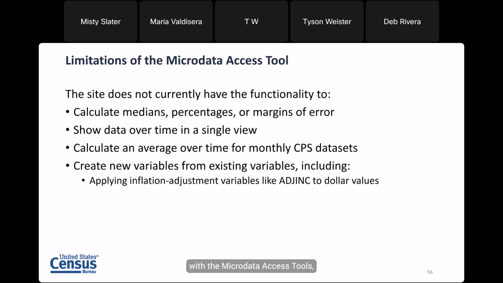So that was a good use case to go ahead and create that custom table. As you're working with the microdata access tool, some limitations to keep in mind. We do not have the functionality on the site to calculate medians, margins of error. And if you want percentages, you need to calculate your totals and then find percentages on your own based on those totals. We do not have the ability to show data over time in a single view. We don't allow calculating an average over time across monthly CPS datasets. And you need to use the variables as is. You can't create new variables from existing variables.